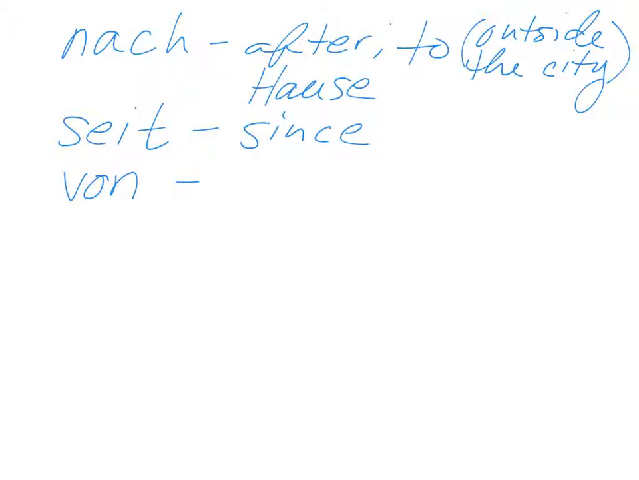Hey, that one you've seen as well. How do you say that one? Von. Yep, that's another one that means from. How do you say the next one? Zu. Yeah, multi-purpose word. In this particular instance, it means to as well.